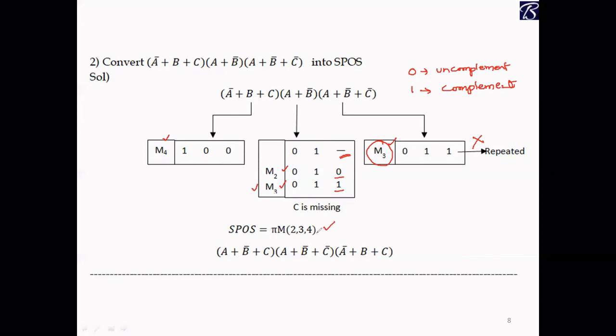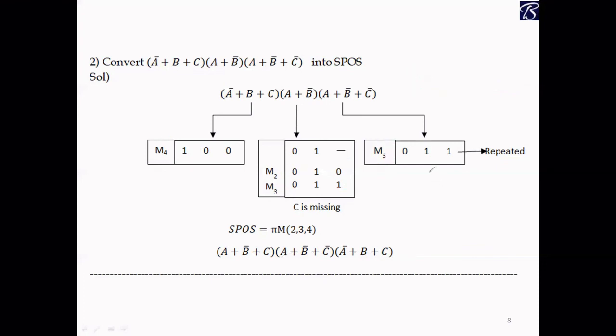Now write the standard POS. 2 means what? 0, 1, 0. That means A plus B bar plus C. Because 1 indicates complement here, 0 indicates uncomplement. This is POS form. Here 0, 1, 1, that means A plus B bar plus C bar. 4 indicates 1, 0, 0. That means A bar plus B plus C. This is the standard POS form.